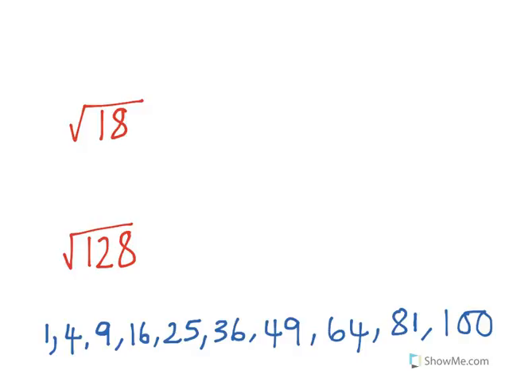Now the reason that we need our square numbers is to actually simplify these surds. What I need to find is a square number that goes into it. So what square number goes into 18? So I'm going to look at my square numbers. Now I need the biggest square number possible. So the biggest square number that goes into 18 is 9.